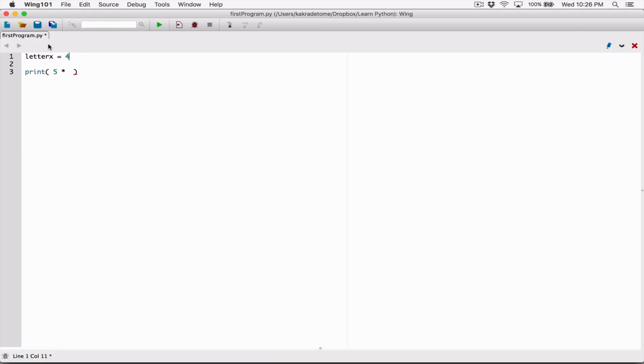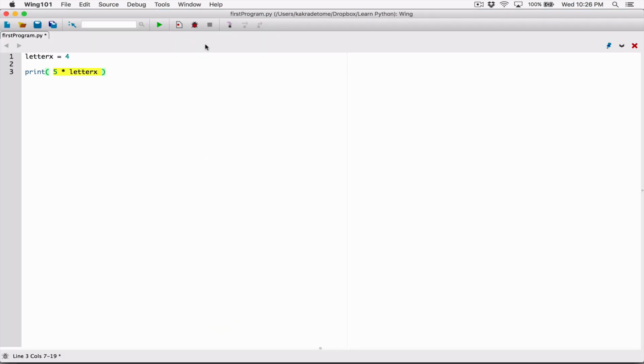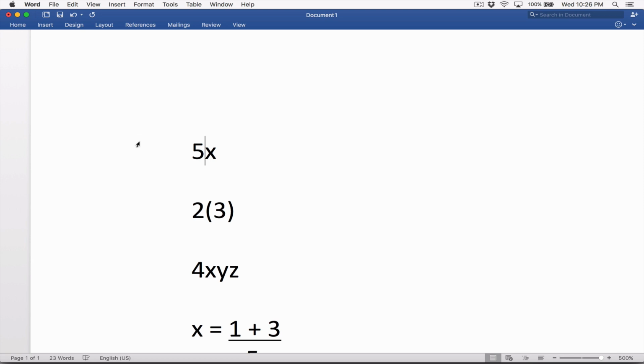I don't want to call this x because it's not good practice, right? But I'll call it letter x. 5 letter x. So I'm going to basically multiply 5 times letter x over here. And so this is how I would write something like this in a programming statement. Okay, so run it, and we can see that's 25 times 4. Let's see the next example.